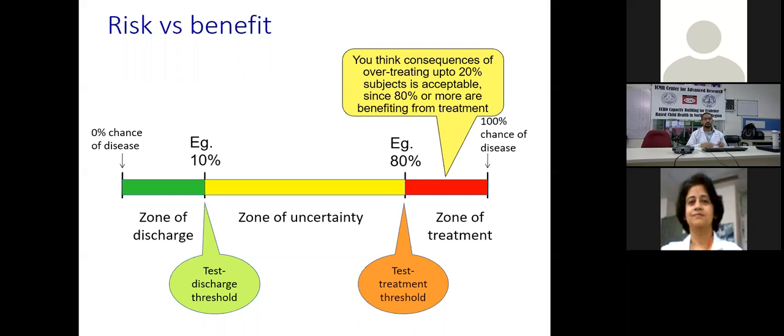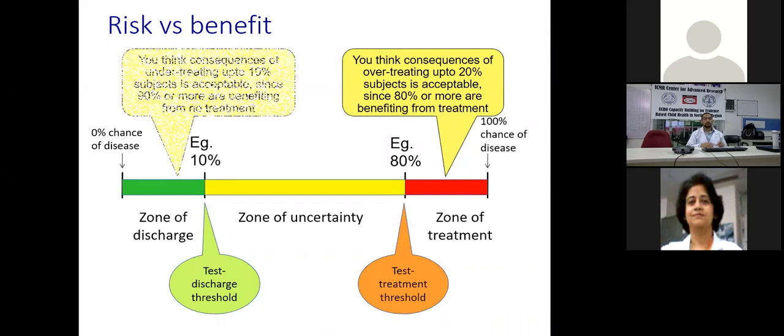On the other hand, if you set your test discharge threshold as 10%, which means you're telling yourself that, well, if the chances of the disease are less than 10%, I'm not going to take any further action. No more tests, nothing. I'm just going to observe the patient. Effectively, what you're doing is you think that the consequences of under-treating up to 10% subjects is acceptable, since 90% or more are benefiting from no treatment.